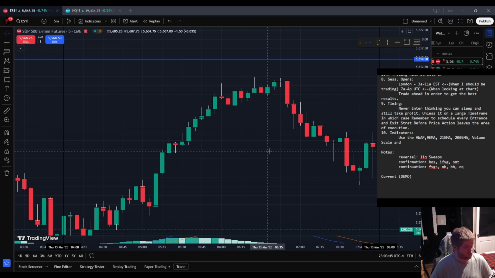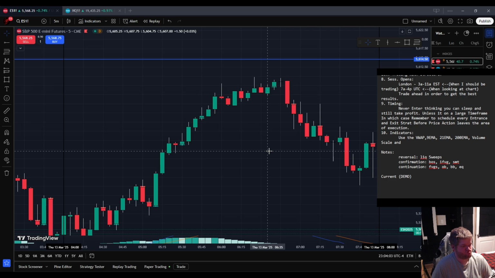There is an exception to this, which is called an SMT divergence. But in that case, we are not taking the trade off of an order block. We're taking a trade off the SMT divergence, and that's a whole different story. We'll get into that story later, after order blocks, breaker blocks, and equilibrium.